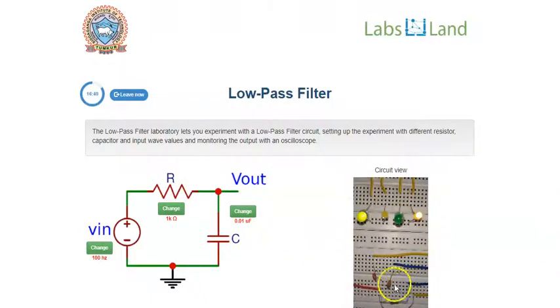The circuit view shows the real-time implementation of first-order low-pass filter on the breadboard. The LEDs indicate which combination is in action at the given time.